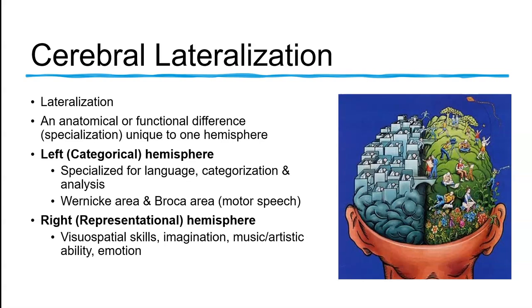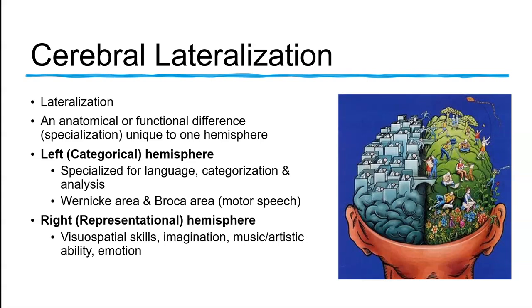Each of our two hemispheres of the brain are specialized for certain tasks, and we call that cerebral lateralization or hemispheric lateralization. The higher order centers in both hemispheres tend to have different but very complementary functions. So the left is the categorical hemisphere, and that term simply reflects this hemisphere's function in categorization and identification. So specialized for language, putting things into categories and analyzing.